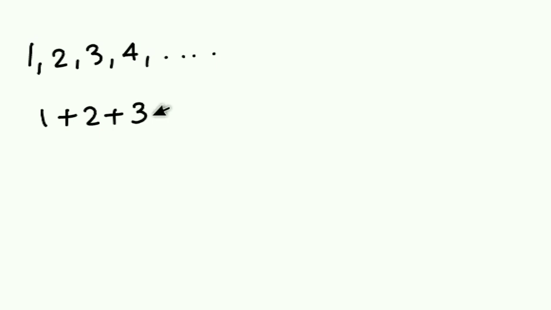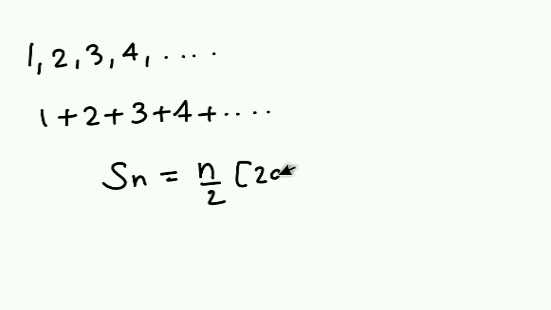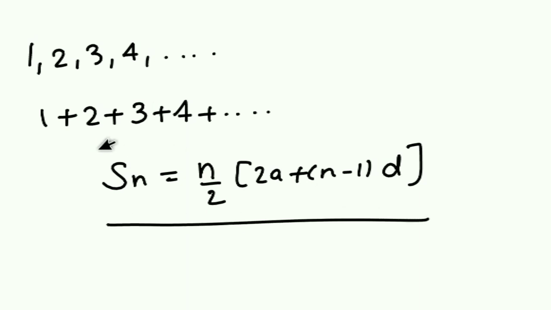We were having this AP: 1, 2, 3, 4, dot dot dot. If we want to find the summation of the numbers in this sequence, how can we find it? For that we have a formula for the summation of n terms, that is n by 2 into 2a plus n minus 1 into d. Let's see how this formula got created.